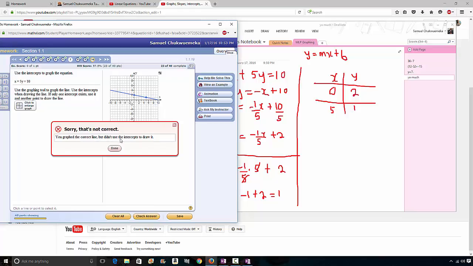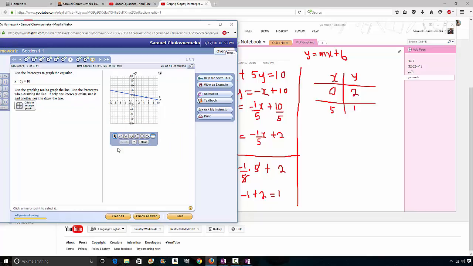You graphed the correct line, but you didn't use the intercepts to draw it. So they want you to use intercepts. And it says in the question that you should use intercepts. I was thinking maybe you can get around with it. So the y-intercept is 2. When x is 0, y is 2. It's still 0, 2, the intercept.